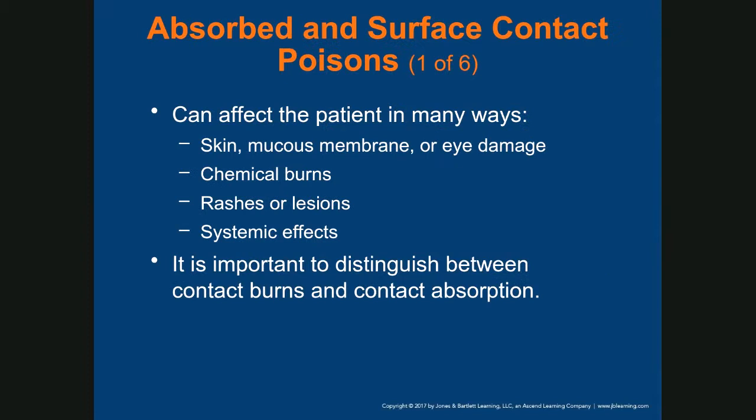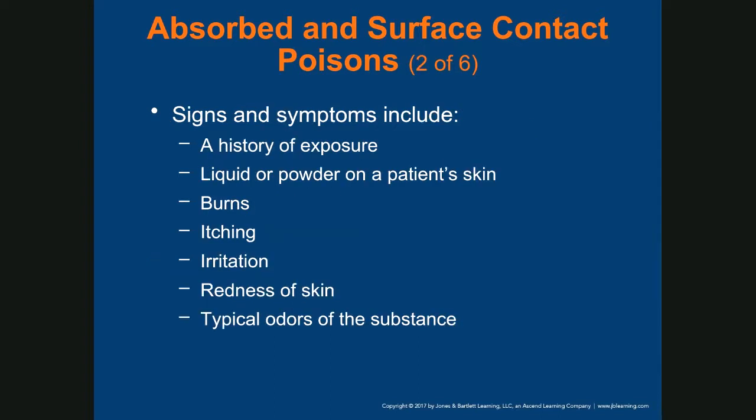All right, absorbed and surface contact poisons can affect the patient in many ways. So skin can be affected, mucous membrane or eye damage, chemical burns, rashes or lesions, systemic effects. It is important to distinguish between contact burns and contact absorption. So the signs and symptoms that you need to consider: history of exposure, liquid or powder on the patient's skin, burns, itching, irritation, redness of the skin, typical odors of the substances.